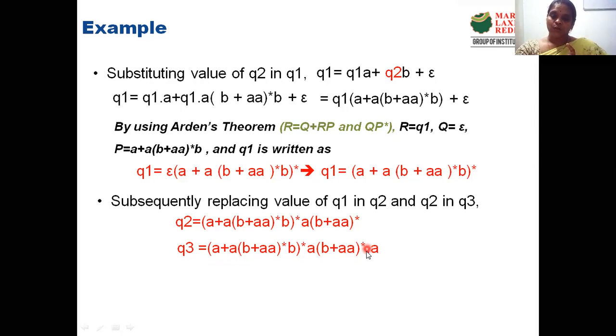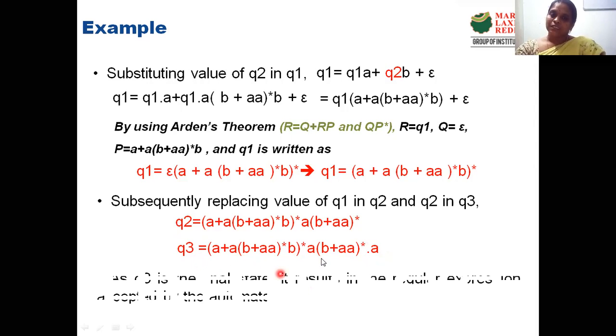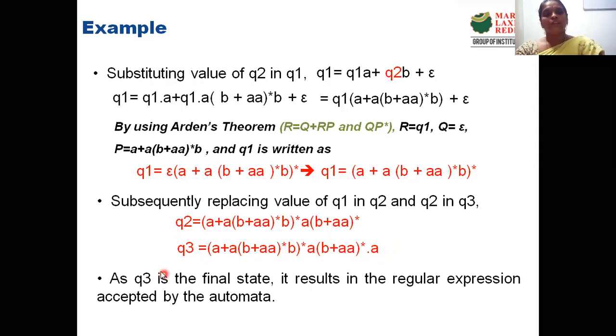So this becomes (a plus a into (b plus aa) whole star into b) whole star into a into (b plus aa) whole star into a, where this is the regular expression that you can get for the finite automata that is given. Hence, as q3 is the final state, we can conclude that this is the regular expression that can be constructed for the given finite automata. Thank you.